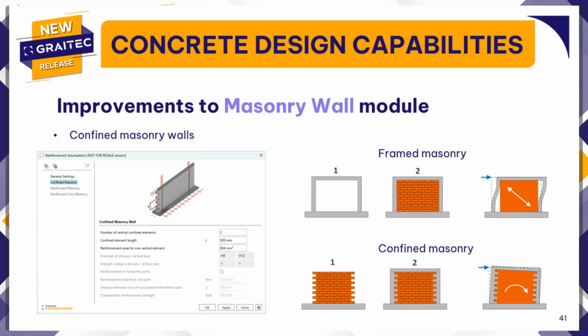In framed masonry, the reinforced concrete frame is built first, followed by the infill, and the concrete frames need to carry the load. In the case of confined walls, the order is reversed. The walls are built first, and thanks to proper joint formation and reinforcement, the masonry walls also carry the loads, including seismic loads.